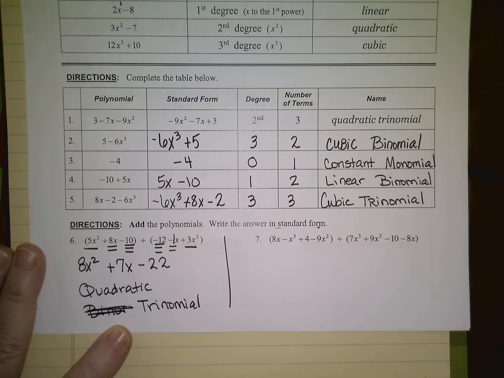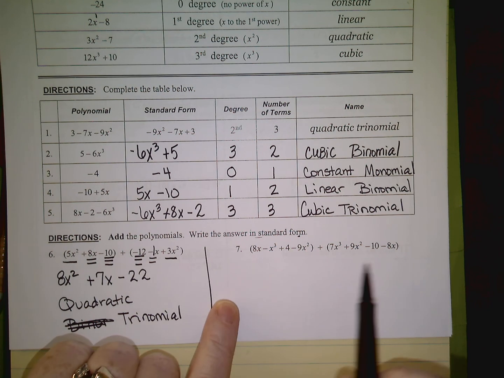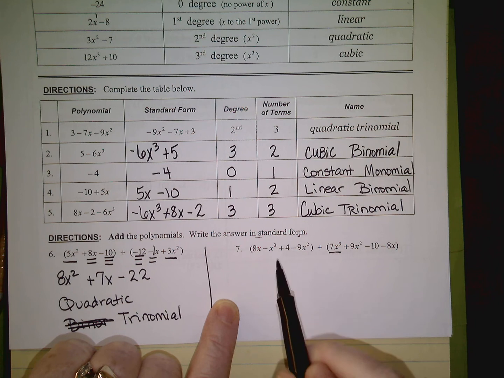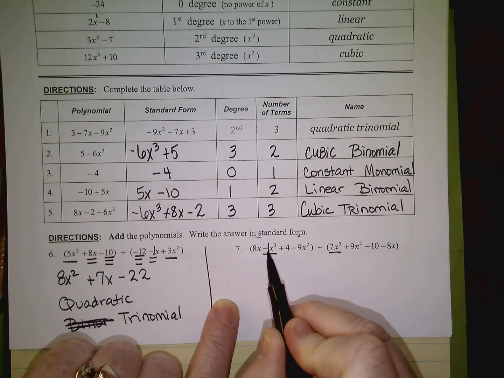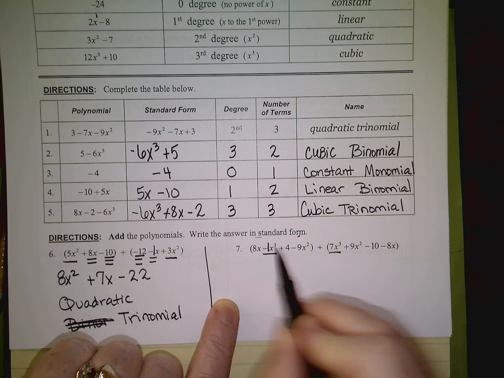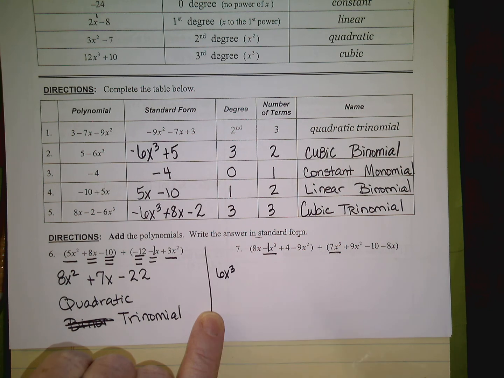Okay? Now, let's go. What was the highest exponent in number 7? Did anything match that? And this one was negative. It's being subtracted. Negative 1x cubed, 7x cubed. What's that going to give you when you put it together? It's not going to be negative 6. It's going to be positive 6x cubed. A negative 1 and a positive 7 make a 6.